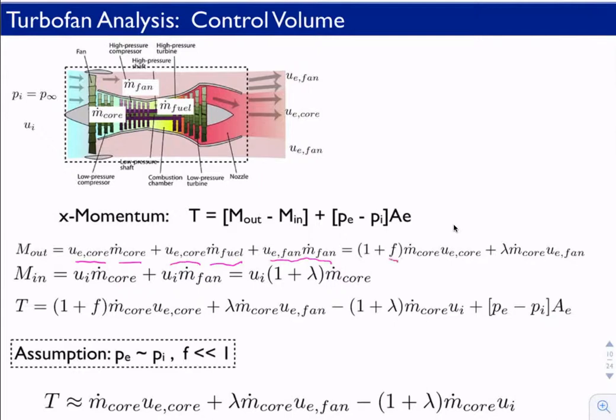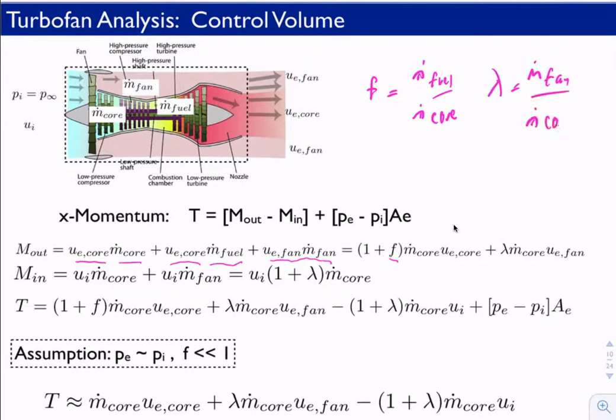We can simplify this expression by including our combustion fraction. So this was m dot of the fuel divided by m dot core. We find this on the previous page. And lambda, again, was the m dot of the fan divided by the m dot of the core.